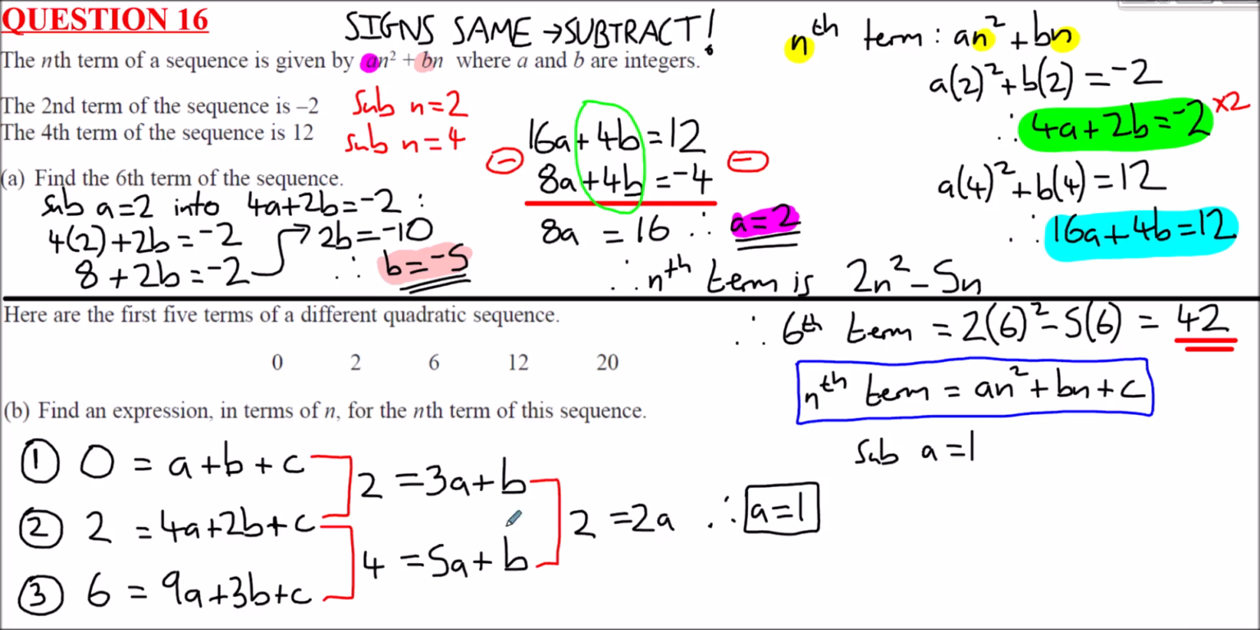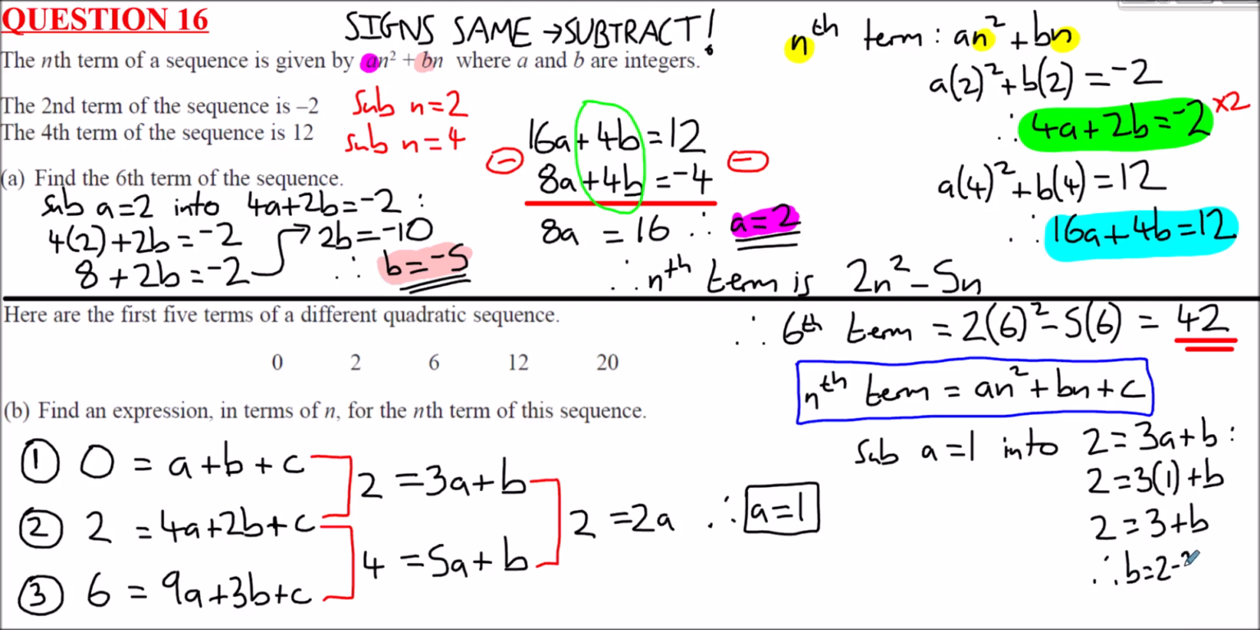So now I'm going to sub a equals 1 into one of these earlier equations. So let's pick this one, for example. It doesn't matter which one you pick, as long as you pick one of the middle ones. So I'm going to sub a equals 1 into 2 equals 3a plus b. So I'm going to get 2 equals 3 times 1 plus b. So 2 equals 3 plus b. So therefore b is 2 minus 3, which is minus 1.